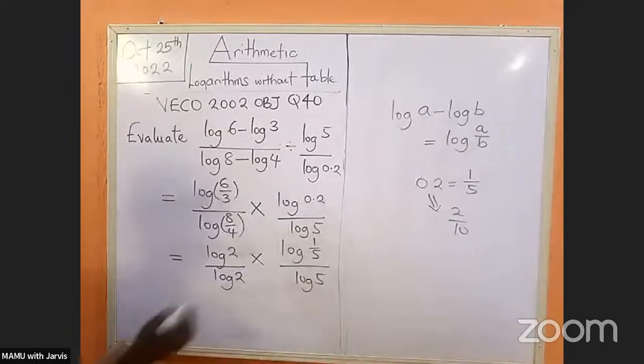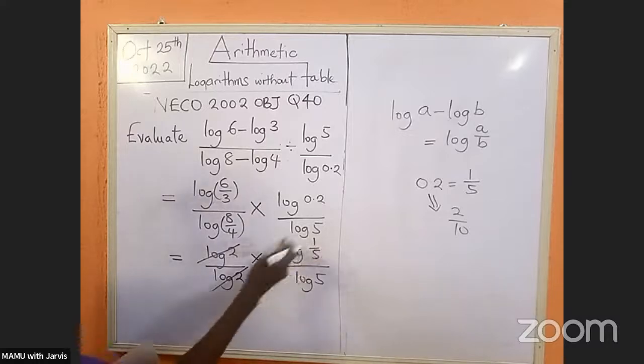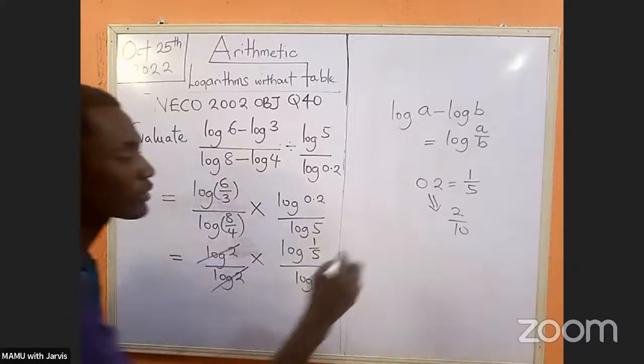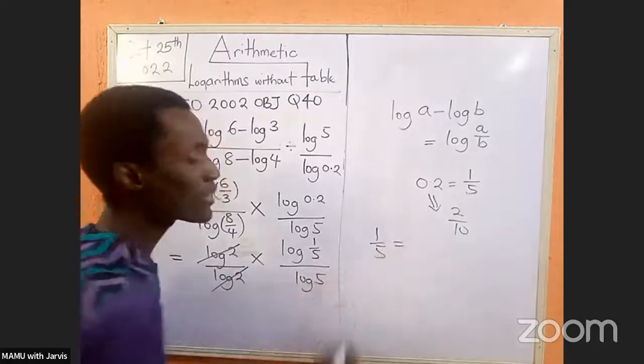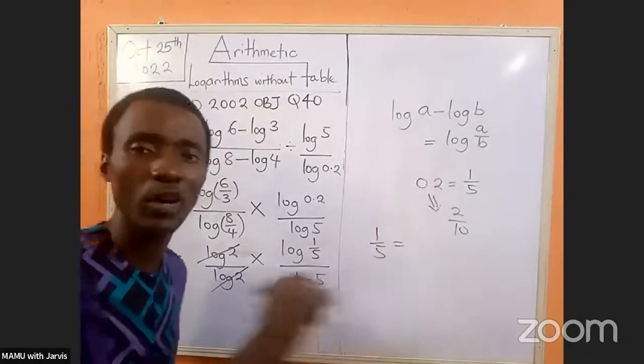Now, at this point, this will cancel this. So I'm done with this part. My challenge now will be this one. Recall that 1 over 5 can be written in its reciprocal form.